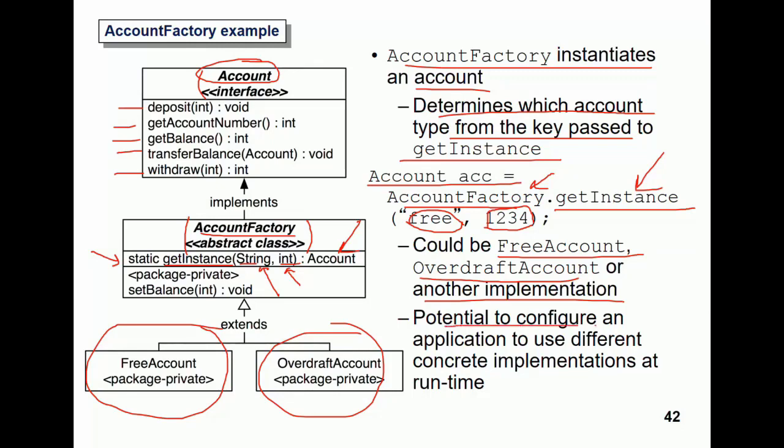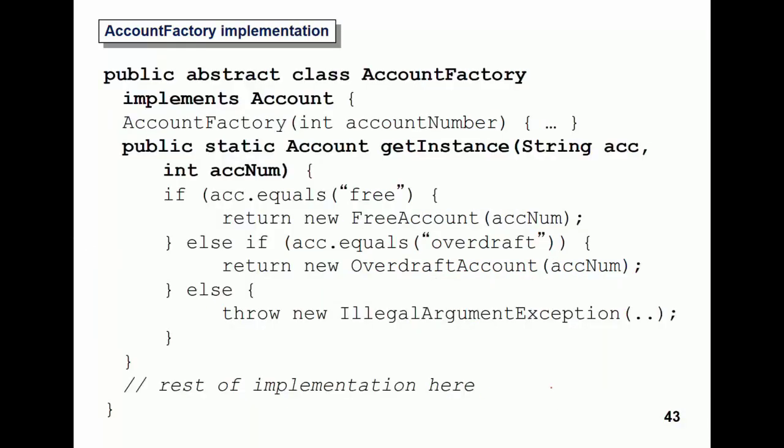So here we have the potential to configure an application to use different concrete implementations at runtime. So it all gets decided at runtime depending on what conditions there are. This is the implementation of our factory class. Public abstract class account factory implements account just as normal.